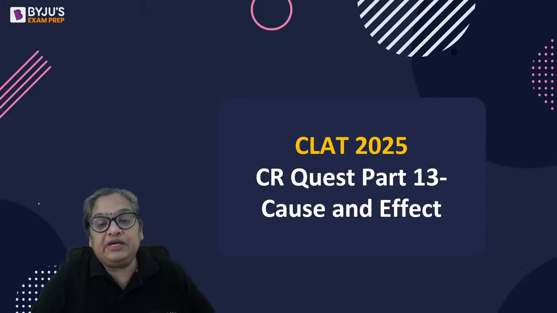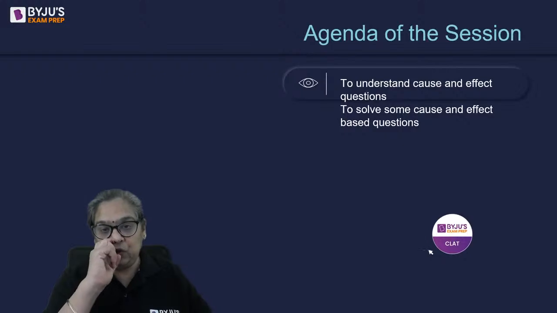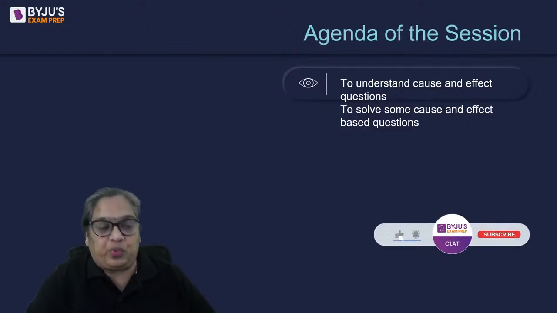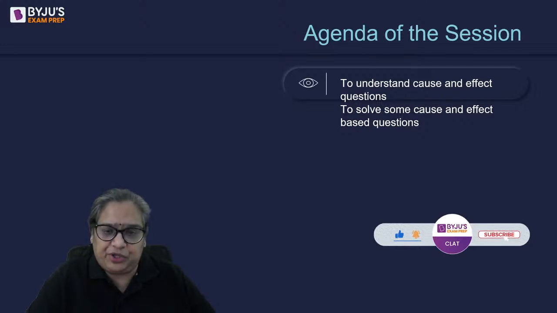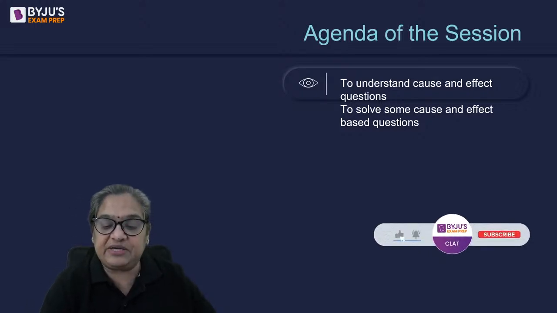Welcome to our critical reasoning quest. Today is part 13. What are we going to do today? We're going to look at cause and effect questions. These are asked very often in most aptitude tests. Before we start, we will solve some cause and effect questions from past year papers.